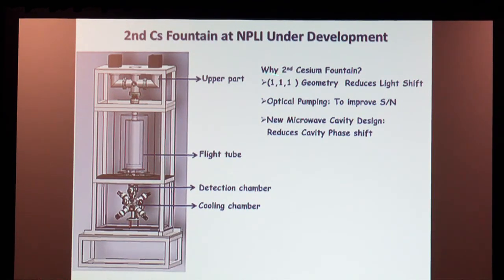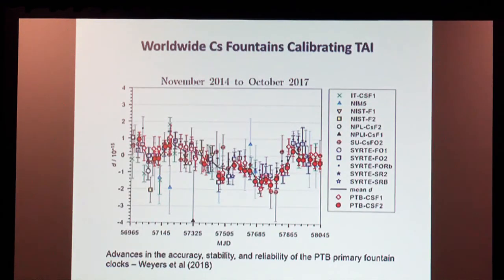So why the second fountain? Because the first time you build something, you make some stupid mistakes. Right. So that's why, given an opportunity, you'd always want to build a second one, a better one. So there are some nice features in this. Instead of 001 geometry, we use a 111 geometry. We use another method of optical pumping to improve the signal to noise ratio, and a new microwave cavity design to reduce the cavity phase shift and so on. So there are some neat features in this second fountain. Okay, so it's not yet complete.